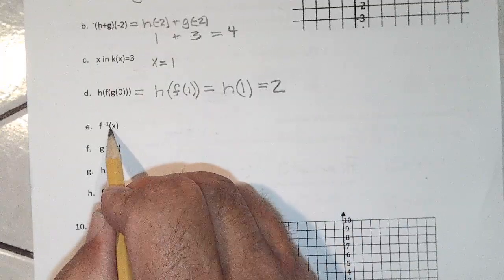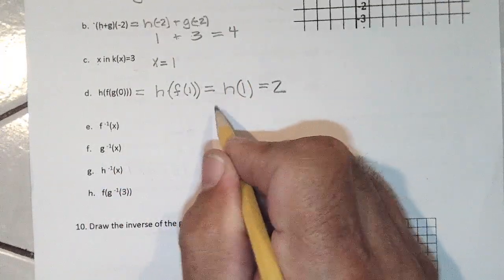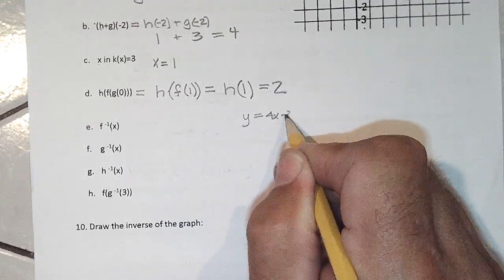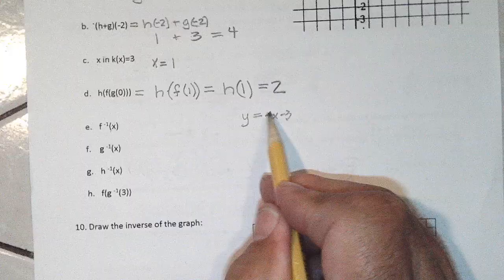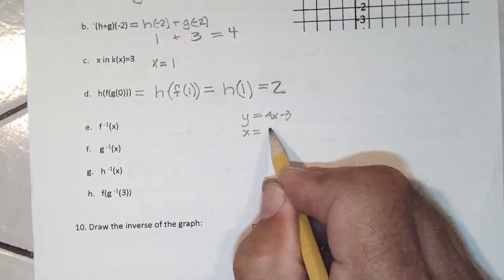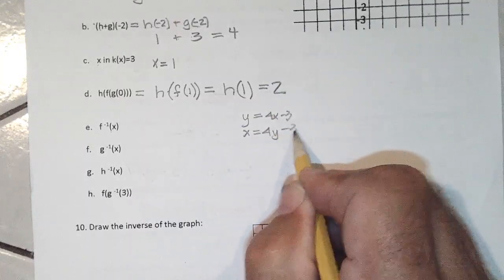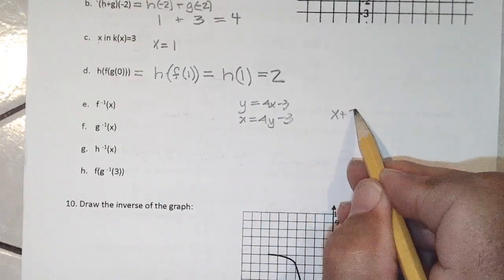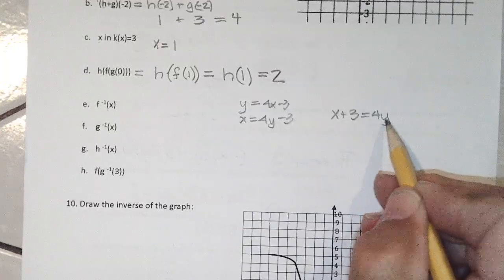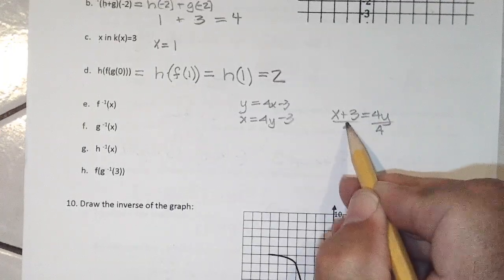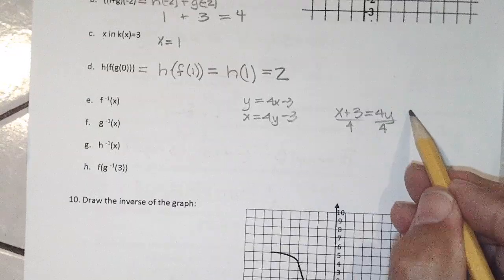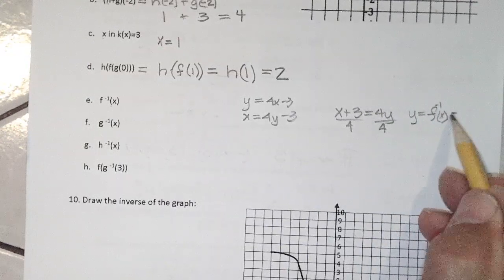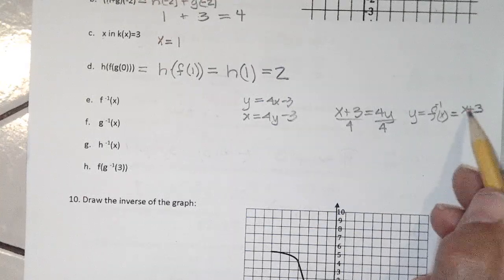And f inverse. So we let y equal f, which is 4x minus 3. To find the inverse, we swap the y and x, so we get x equals 4y minus 3. And then we solve for y by adding 3 and dividing by 4. And we get y, or f inverse of x, is x plus 3 over 4.